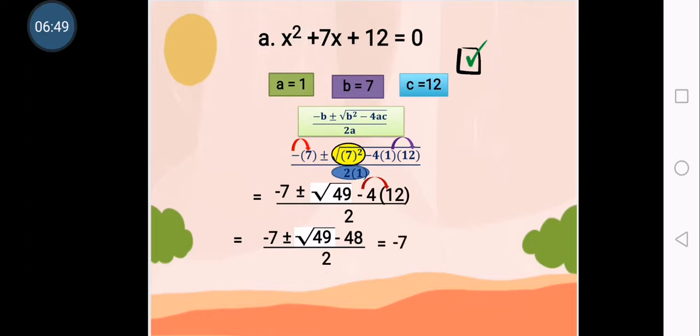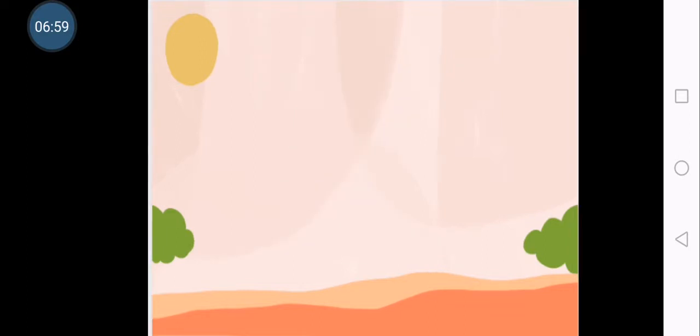So, negative 7 plus, simplify po natin yung nasa loob. 49 minus 48 is positive 1 over 2. Okay? Continue po natin dito. Extract po natin yung square root. So, negative 7 plus minus, the square root of 1 is 1 over 2.